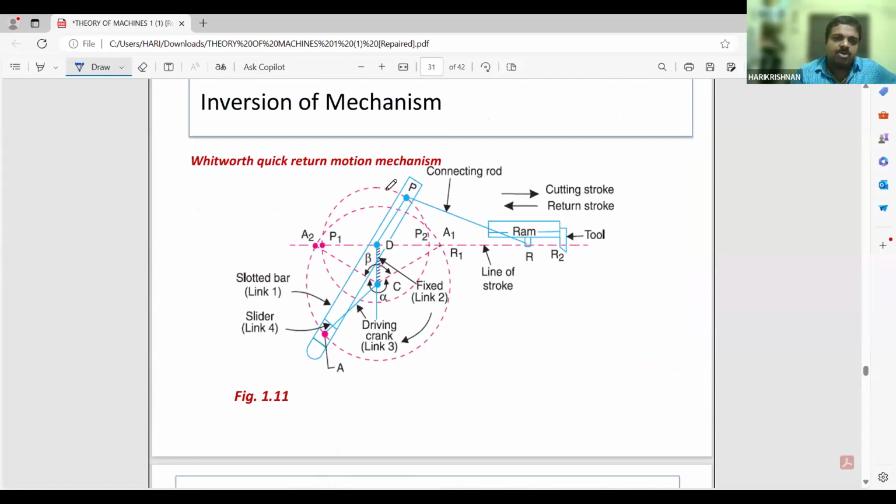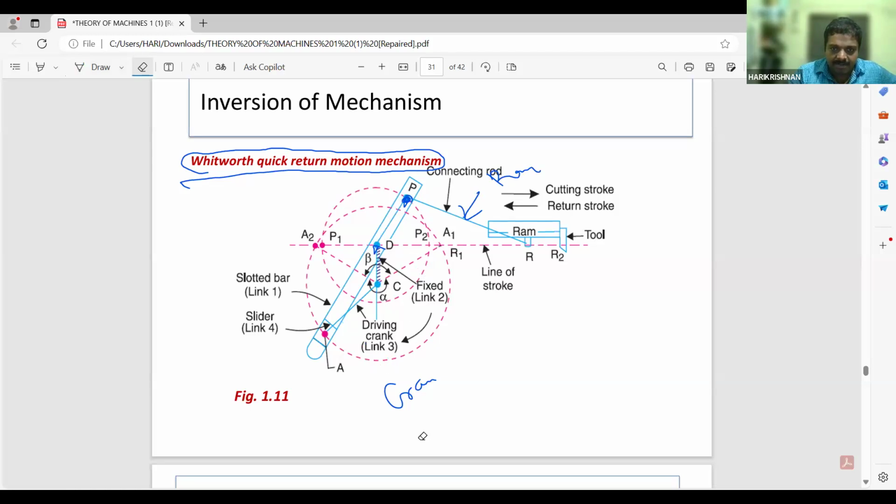Next is Whitworth quick return mechanism. This is also another quick return motion mechanism. Here you may see this link CD is fixed. Okay, so there is a slotted bar in which CA is the crank. Then from D, P is connected. From P, the connecting rod is connected to the ram. Okay. So this is another mechanism which is known as Whitworth quick return mechanism.